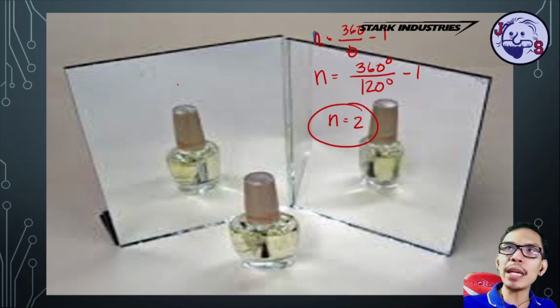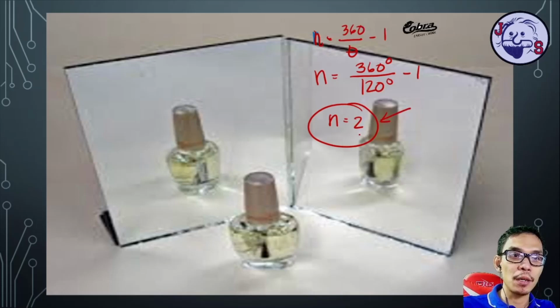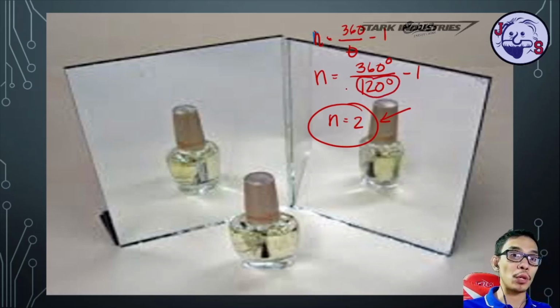Okay, meaning to say, if you have two as your number of images, it means that your flat mirrors are arranged at 120 degrees to each other. So the one that you have right here is 120 degrees.